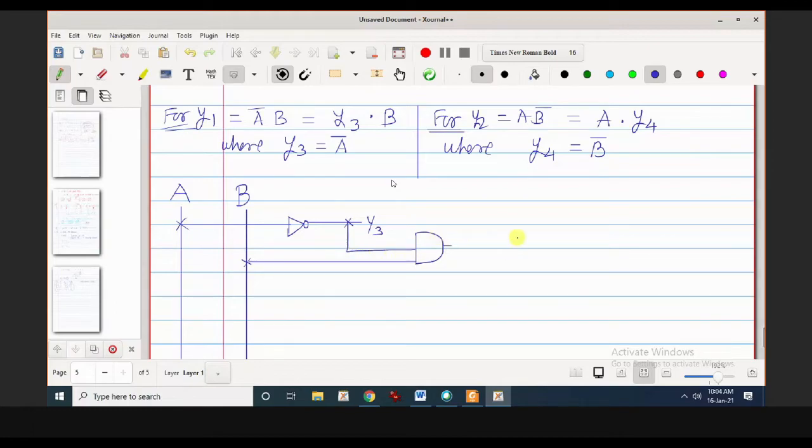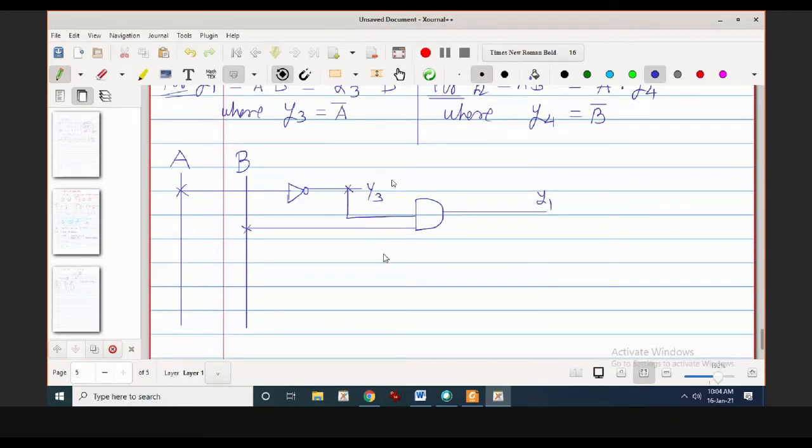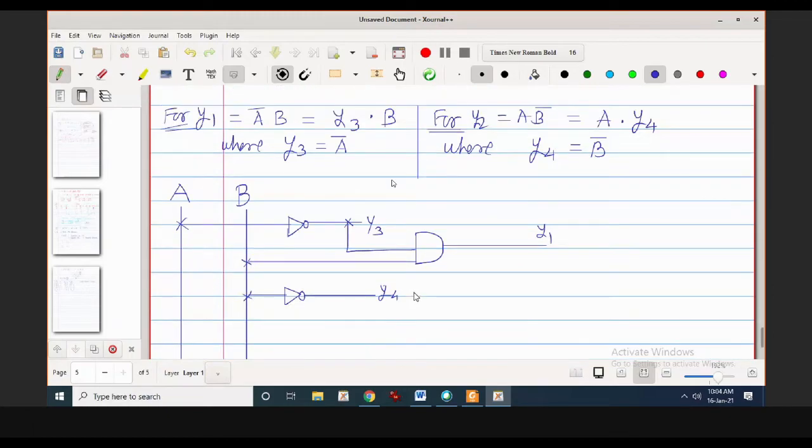Okay, so I got the output as Y1, right? Now let us worry for Y2. So in Y2, I need to generate Y4, that is B bar, and then AND with input A. So this is my Y4. I need to do B bar of that. So I got Y4. And to this Y4, I need to AND with the A.